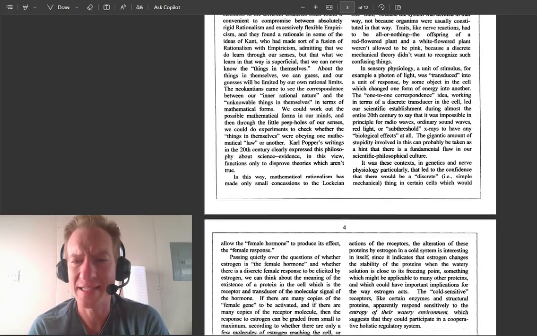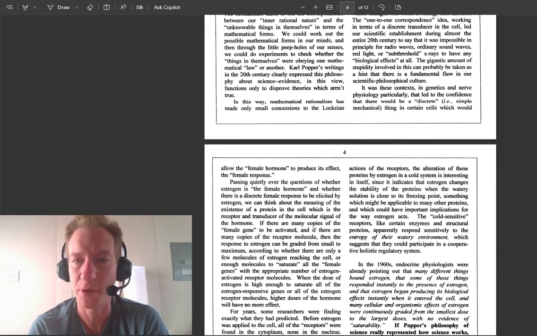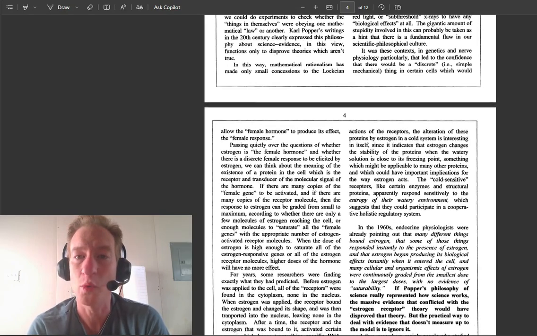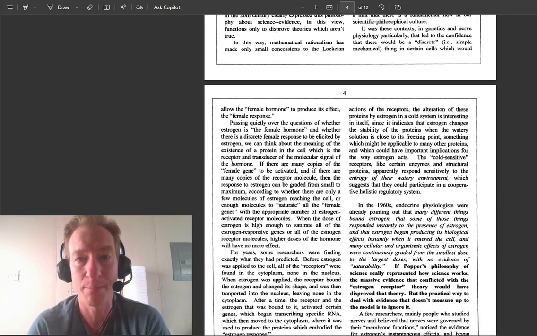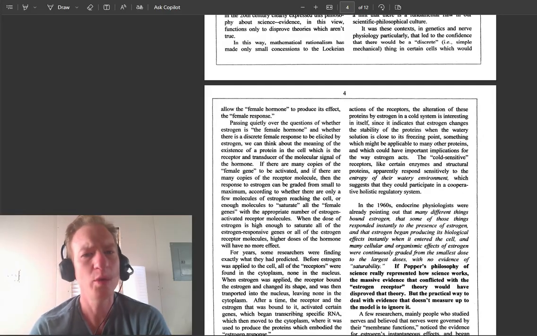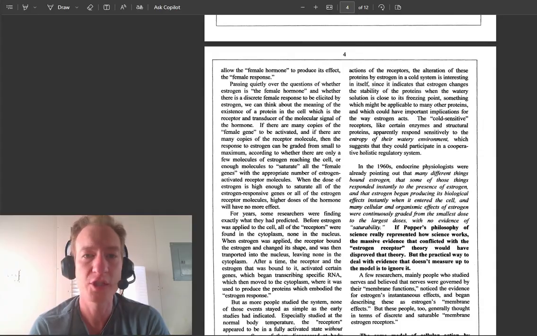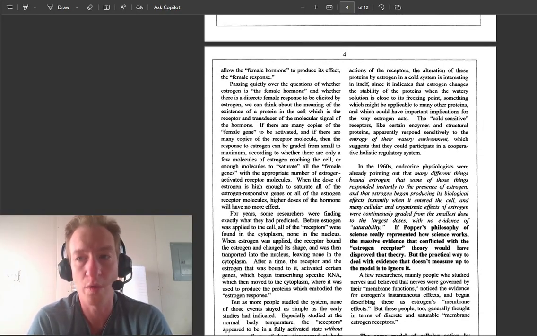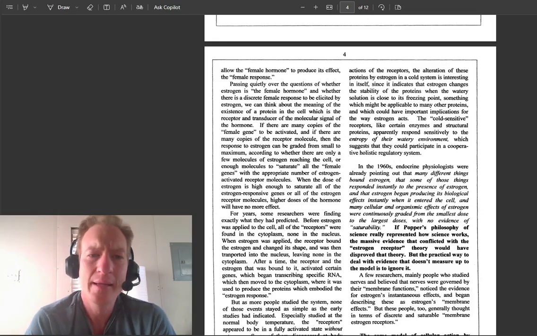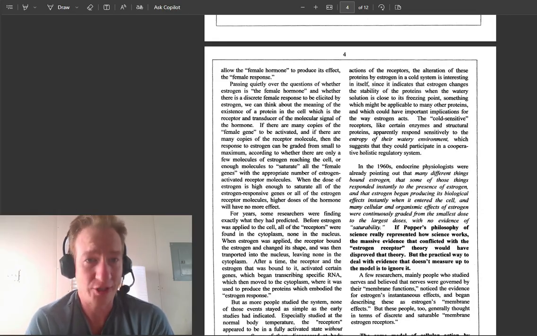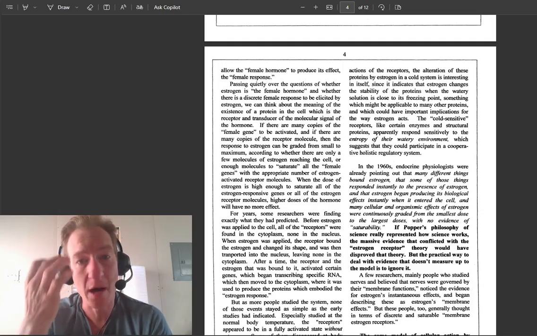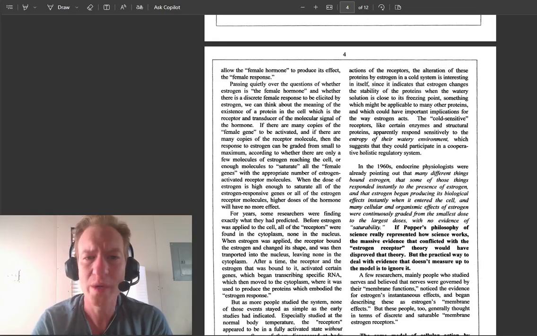It was these contexts in genetics and nerve physiology particularly that led to the confidence that there would be a "discrete," or simple mechanical thing in certain cells, which would allow the "female hormone" to produce its effect, the "female response." Passing quietly over the questions of whether estrogen is the "female hormone" and whether there is a discrete female response to be elicited by estrogen, we can think about the meaning of the existence of a protein in the cell, which is the receptor and transducer of the molecular signal of the hormone.